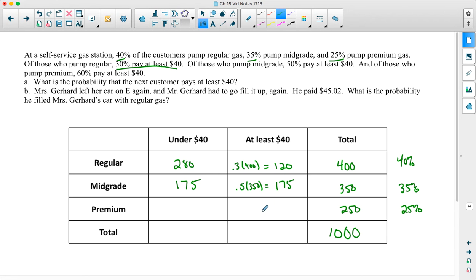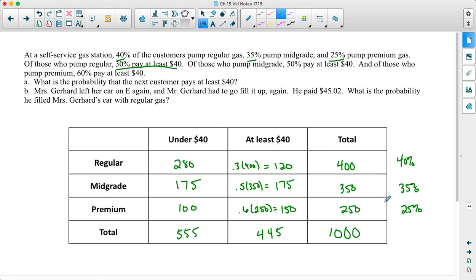And then finally, we know 60% of those that pump premium pay at least $40. So 60% of 250 is 150, and then that also means that we have 100 here. Now, because it's a two-way table, we can total these up. We know that 555 people pay under 40, and then 445 pay at least 40.